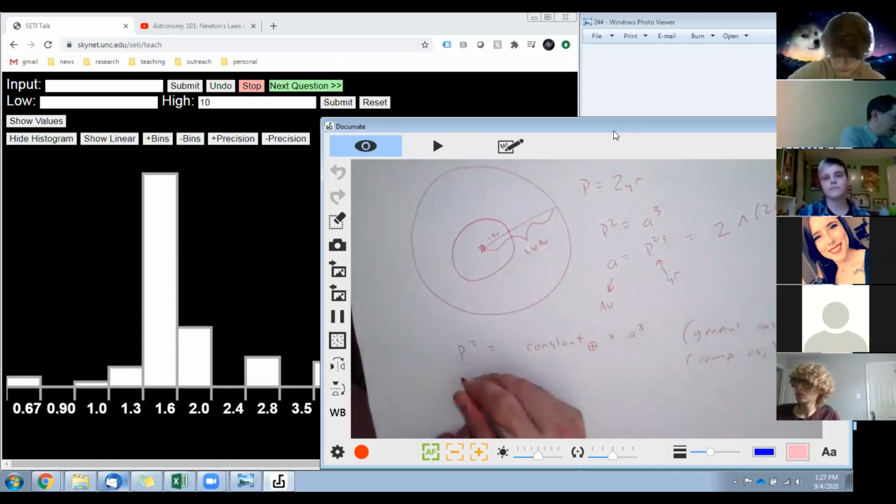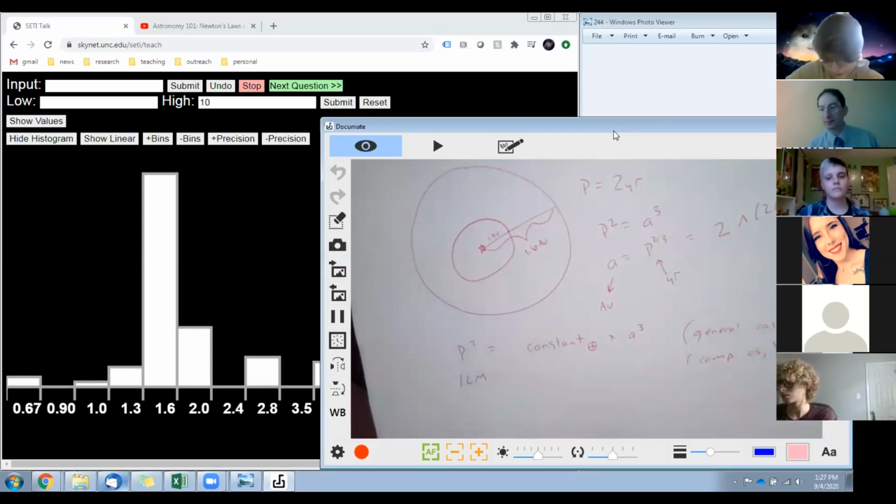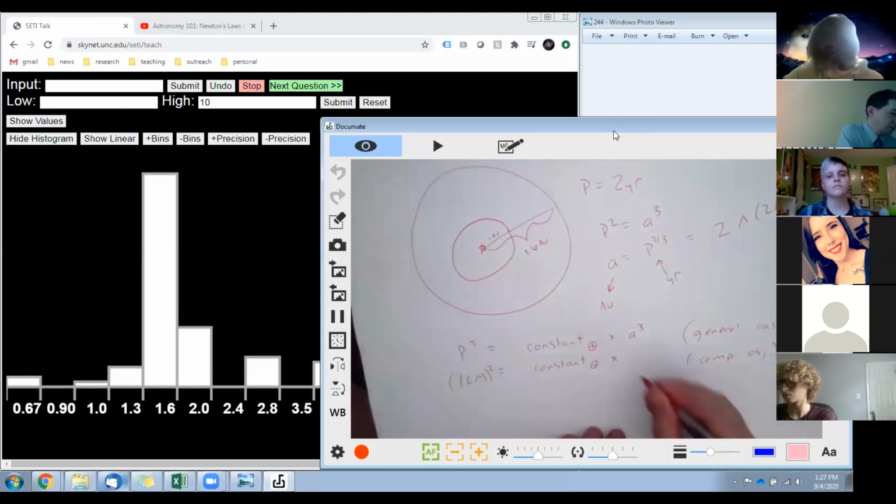which for things going around the Earth, the moon is a great comparison object. So the moon goes around with an orbital period of 1 lunar month. We'll make up some units. LM means lunar month. So 1 lunar month squared. The moon has to follow this same equation. And the distance the moon is from the Earth, let's just call it an Earth-Moon distance.